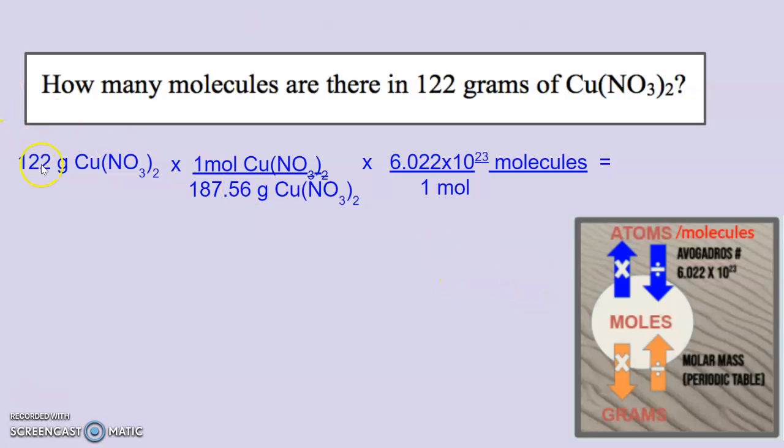So the math is going to be 122 divided by 187.56 times 6.02 times 10 to the 23rd. And the answer comes out to be 3.92 times 10 to the 23rd molecules. And that was your last one.